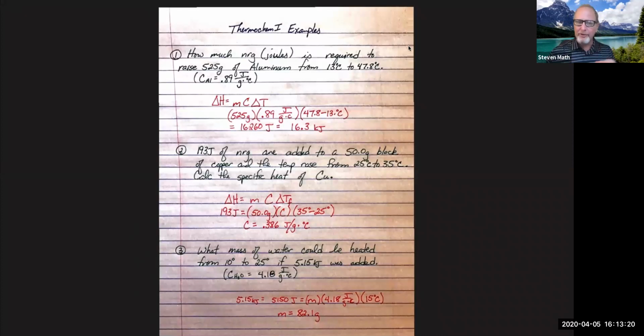We explained this and it led us up to this equation right at the top here: delta H equals m c delta T. That's just a mathematical way of saying the enthalpy, the heat, is equal to the mass times the specific heat times the change in temperature.